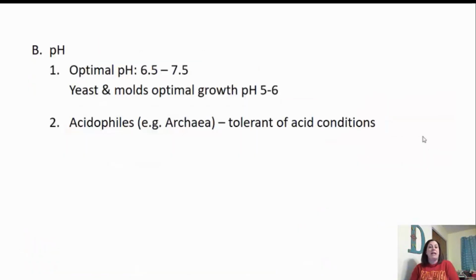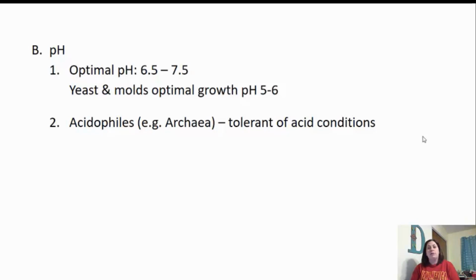The next we want to look at is pH. So when we're looking at pH, most bacteria have an optimal pH between 6.5 and 7.5, which is pretty neutral. 7 is neutral. Yeasts and molds, which are part of the fungus group, actually prefer it to be a little more acidic, so they like a pH of 5 to 6.